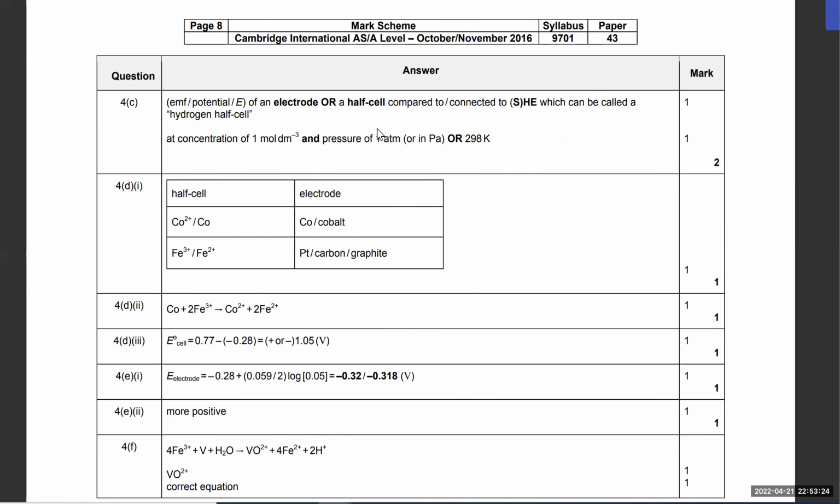Okay, but is this clear? I think they're just being noted in the marking scheme. And when it's compared to or connected to a standard hydrogen electrode or a hydrogen half cell.